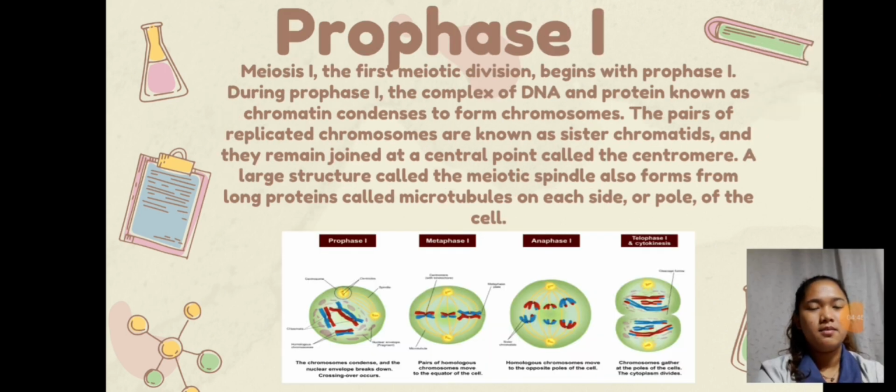Prophase 1 in meiosis. The first meiotic division begins with prophase 1. During prophase 1, the complex of DNA and protein known as chromatin condenses to form chromosomes. The pairs of replicated chromosomes are known as sister chromatids, and they remain joined at the central point called the centromere. A large structure called the meiotic spindle also forms from long proteins called microtubules on each side, or pole, of the cell.